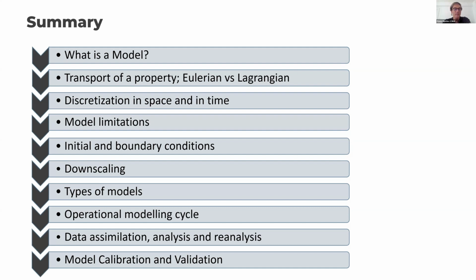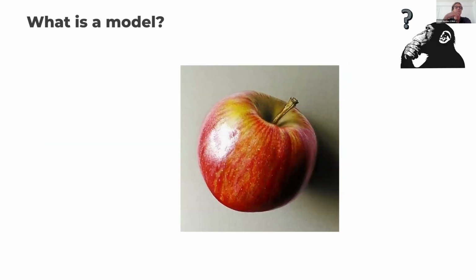And we will also discuss concepts of data assimilation, analysis, reanalysis. Those are names that you have probably already heard, but maybe you don't have a clear mathematical or statistical view about what they mean. And finally, talking a bit about model calibration and model validation. So starting with the question, what is a model?